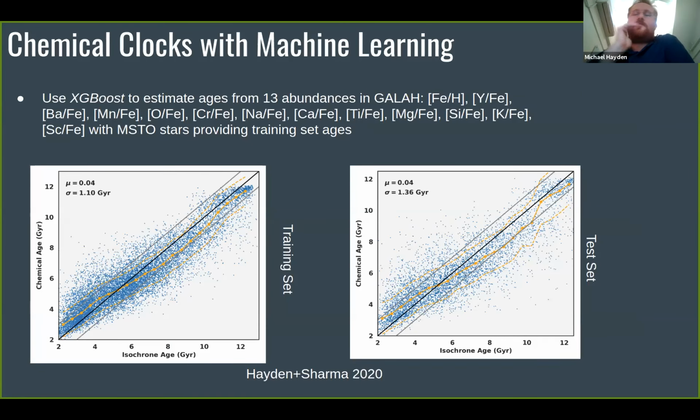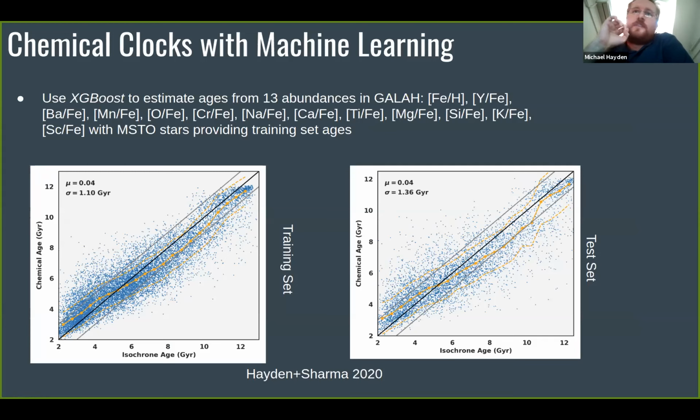So one thing I don't show here is that I also compared these ages to ages derived from astroseismology for giant stars. And we find pretty good agreement there as well. So the scatter is a little bit bigger for 2 reasons. One, astroseismology ages are not very precise. They're accurate to about 30 to 50%. And 2, GALAH does have some systematic abundance trends in giants, for instance.